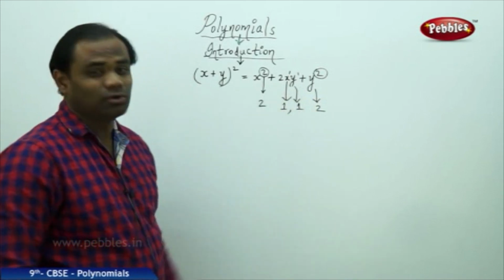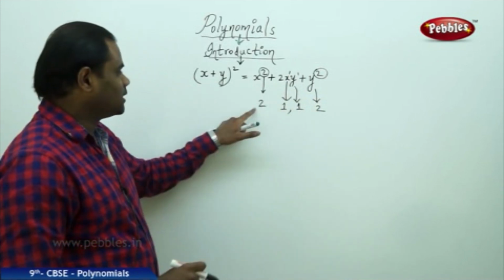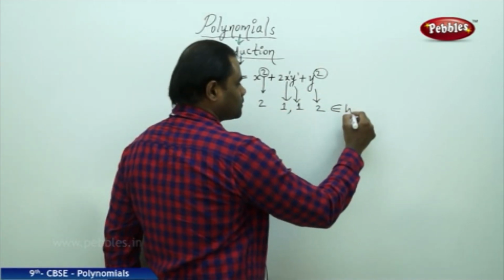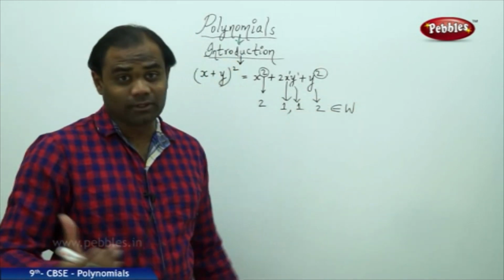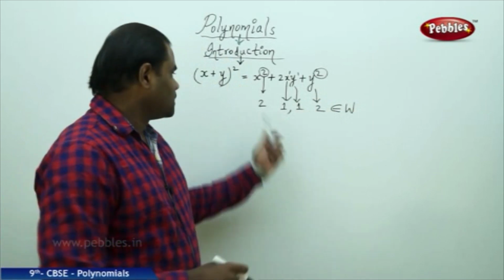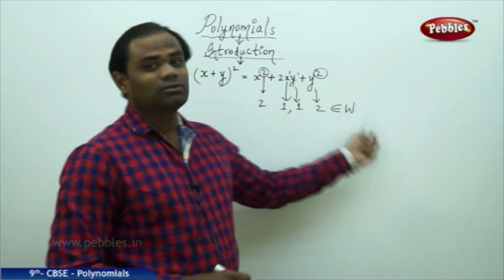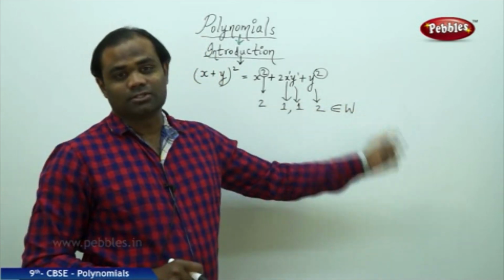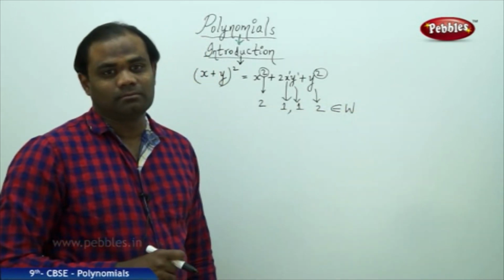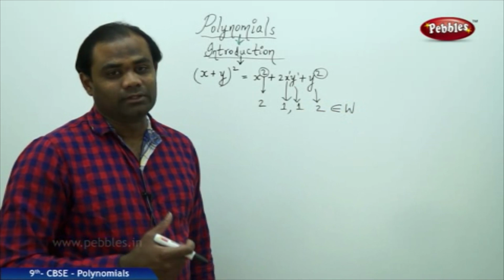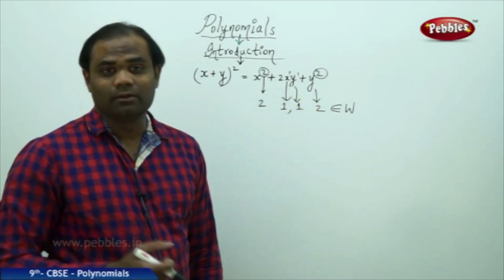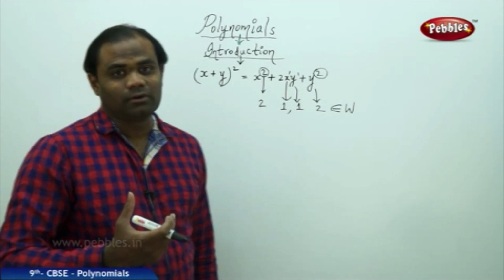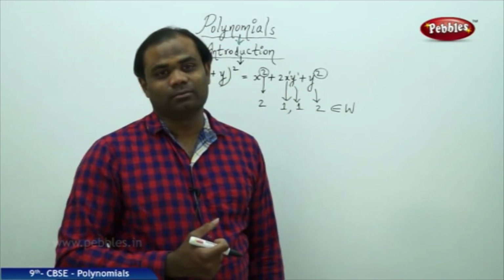For this to be a polynomial, the condition is that each of the powers must be whole numbers, as whole numbers of the real number system. So if all the powers belong to the whole numbers, then that whole expression is called a polynomial. A polynomial with the powers being whole numbers is how we give the basic definition of a polynomial.